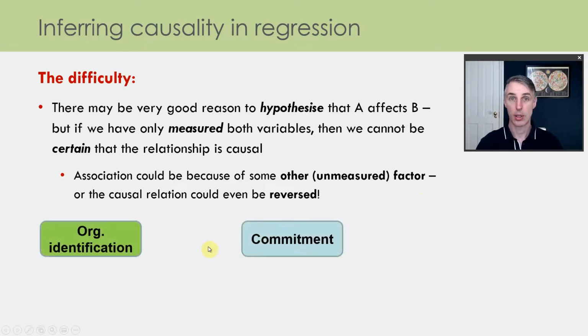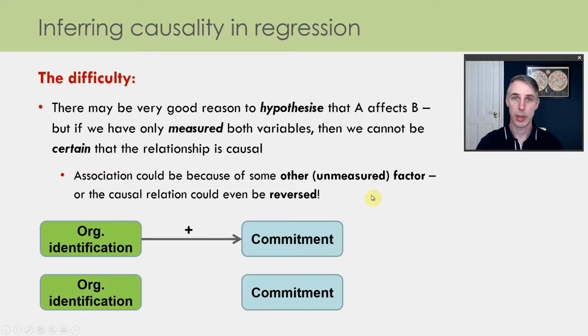So in this case, the first analysis we looked at, a simple regression, we looked at identification predicting commitment. If, however, another researcher specified, oh no, it should be the other way around, identification is what's caused by commitment, and we run this analysis instead, where commitment is the predictor and identification is the outcome.